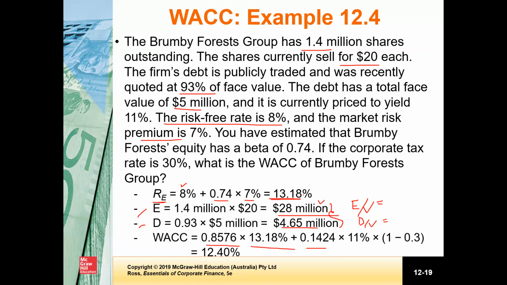This 13.18% is the cost of equity already calculated, and cost of debt is 11%, which is given, and we multiply by the after-tax component here. Finally we see that weighted average cost of capital is 12.4%. So to remember, you need to calculate cost of equity using either the Gordon growth model, a dividend growth model, or the SML equation. Then you need to calculate cost of debt. You need to calculate the weights of debt and equity, and finally you put all this information together in the weighted average cost of capital formula.